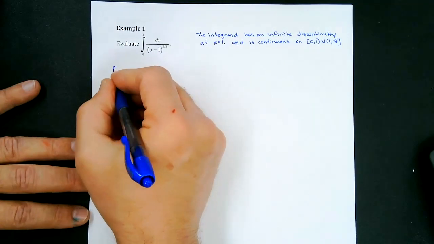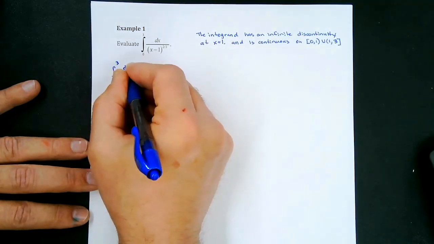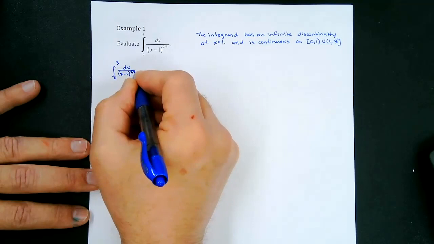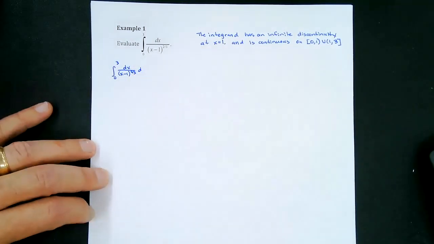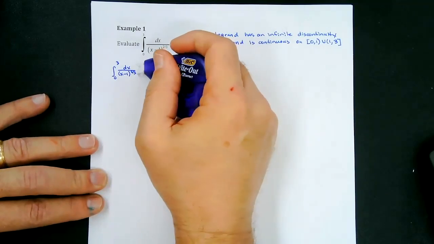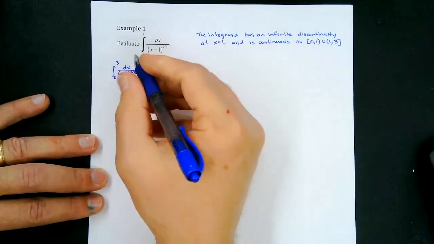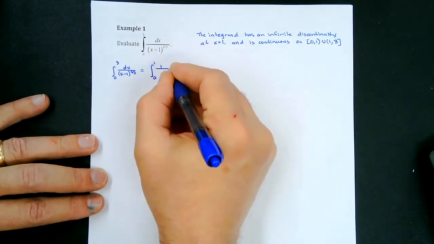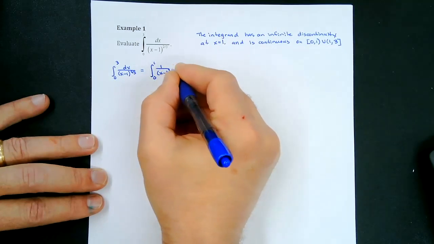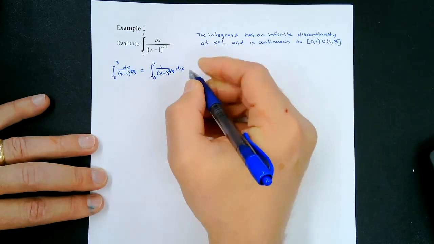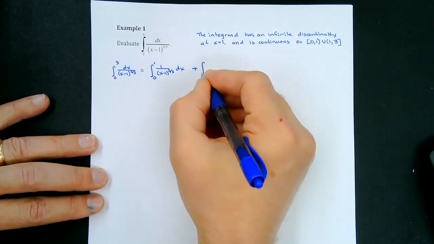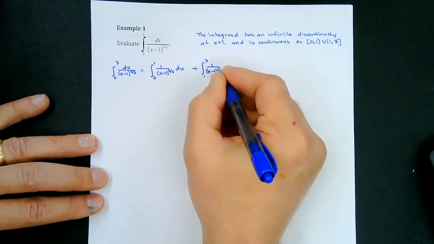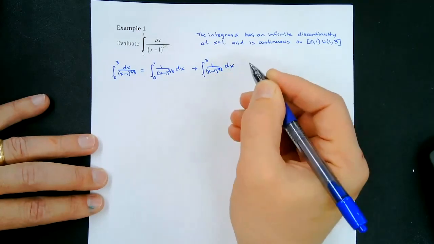So this integral from 0 to 3 of 1 over x minus 1 to the 2/3 power dx, we know we can break this up into the integral from 0 to 1 of 1 over x minus 1 to the 2/3 power dx, and then we need to add the integral from 1 to 3 of the same integrand, 1 over x minus 1 to the 2/3 power dx.